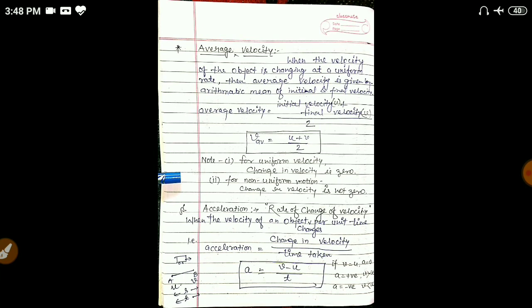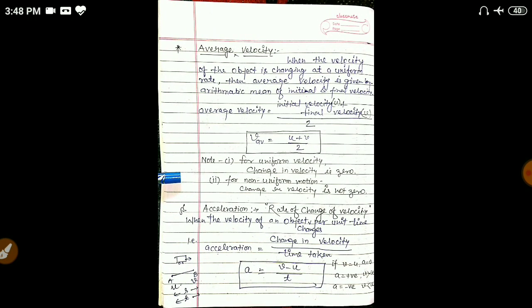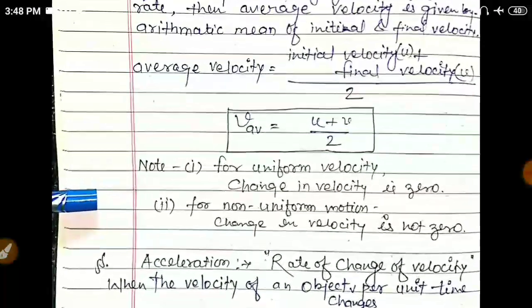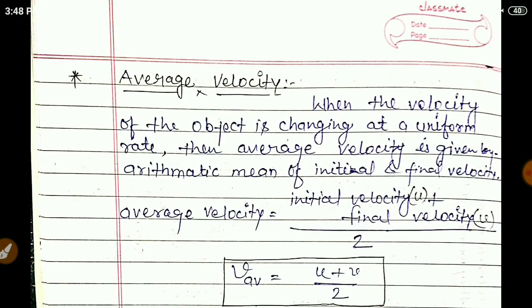Okay, in the next lecture we will study the average velocity, and after that acceleration. Let's see what the average velocity is and where it is needed. Actually, what happens when the object continuously changes its velocity due to a change in magnitude or direction? In these cases we consider average velocity. What is the average velocity?